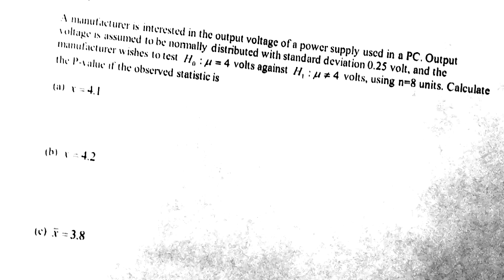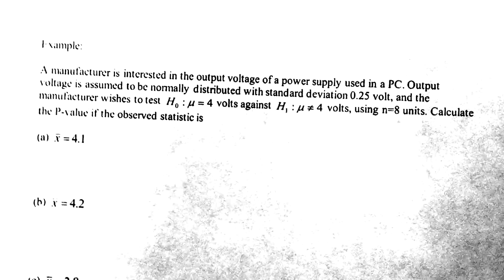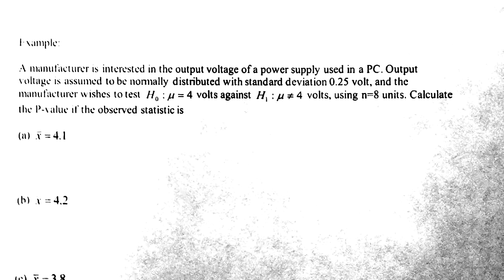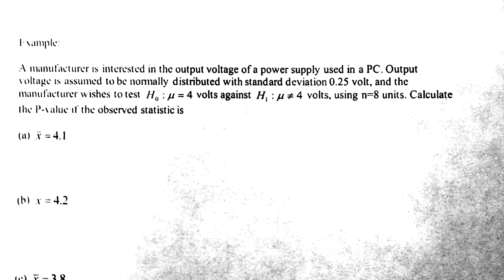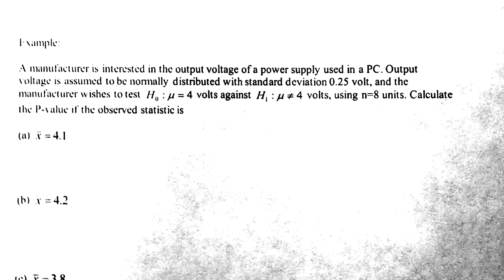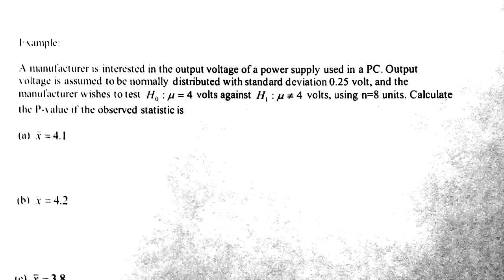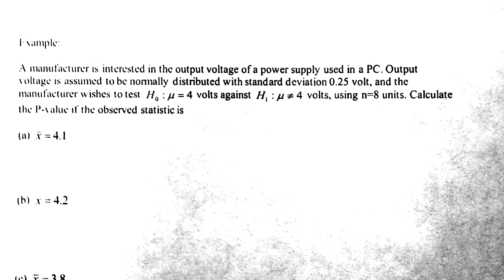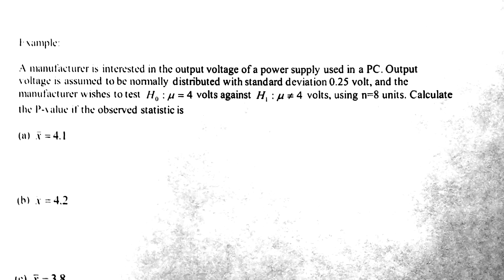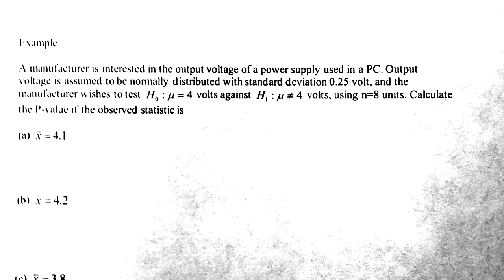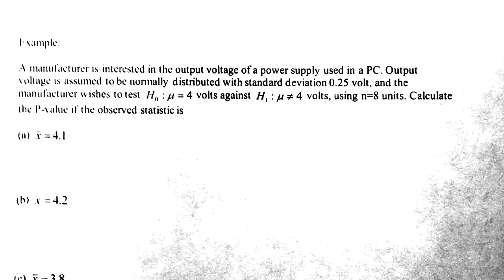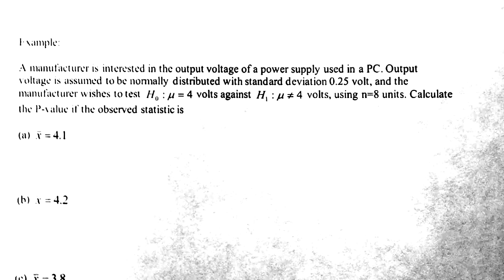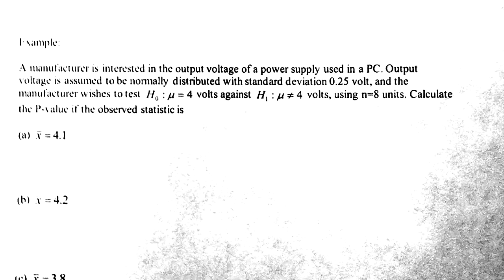So we're going to calculate a couple p-values. I'm going to try to zoom back in. So just practicing calculating a couple of p-values. They're saying calculate the p-value based on the given mean. So our hypothesized mean, our null hypothesis, is that the mean is equal to 4, and our standard deviation is 0.25 for all of these. Our n is 8 for all of these.